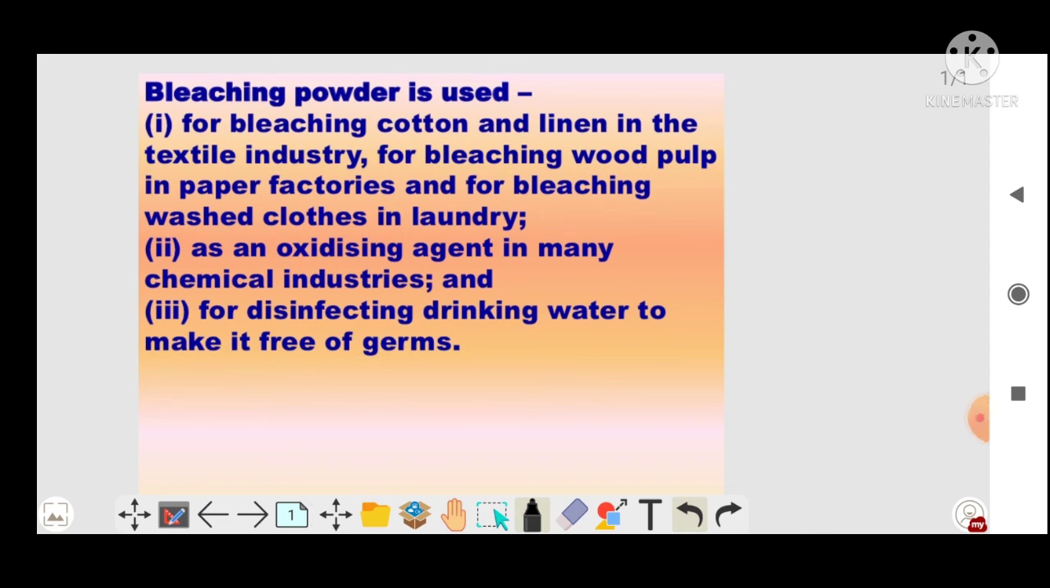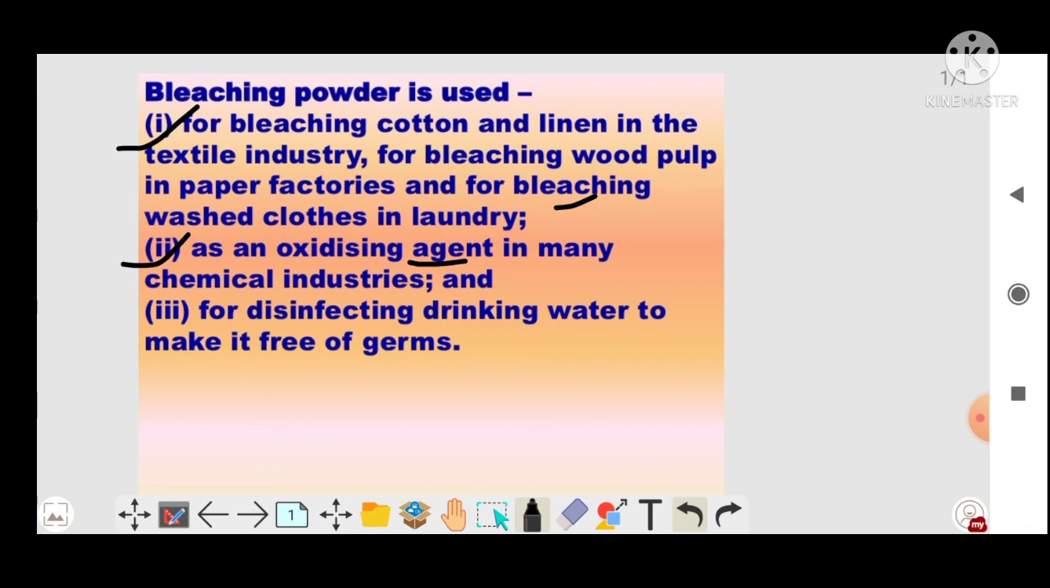Okay, look, the first one: for bleaching cotton and linen in the textile industry, for bleaching wood pulp in paper factories, and for bleaching washed clothes in industry. This is the first one. And the second one: bleaching powder is used as an oxidizing agent in many chemical industries.